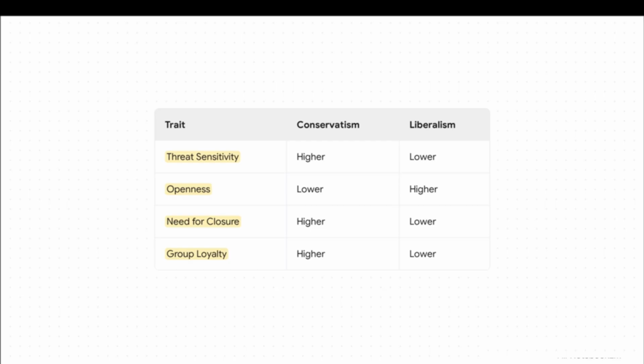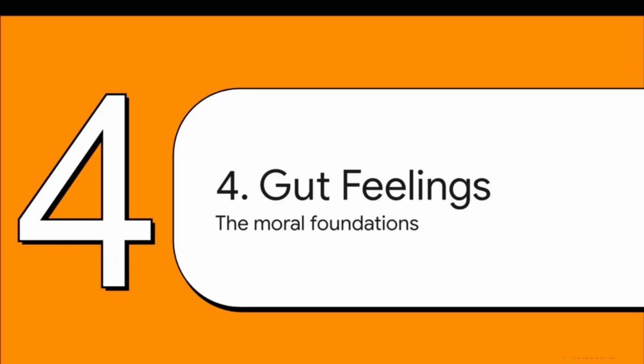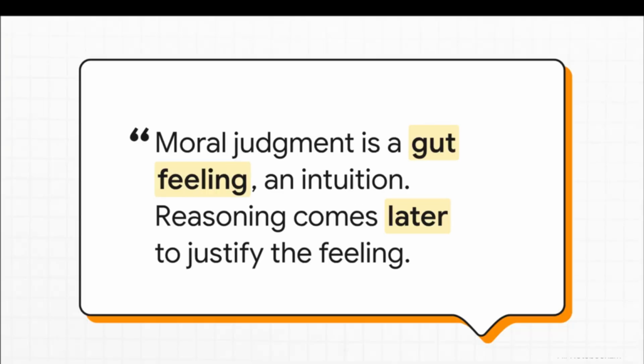Now, this is critical. These are not character flaws. They're different, equally valid survival strategies that evolution kept in the gene pool. So these different psychological settings don't just affect how we think. They go much deeper. They shape how we feel. They are the very source of our deepest moral intuitions, those powerful gut feelings that fuel our political passions and, well, create our tribes.